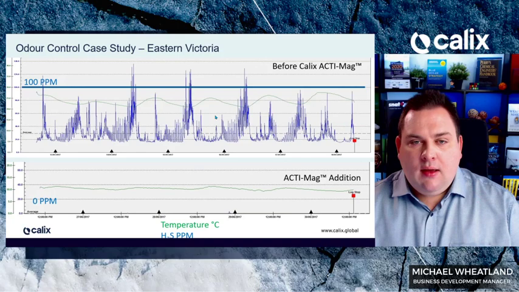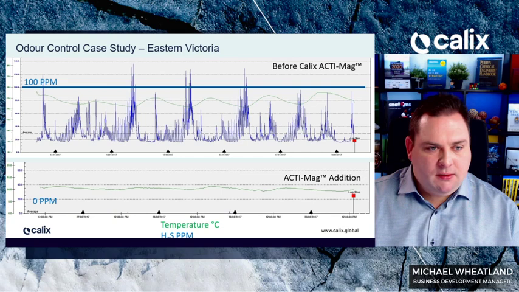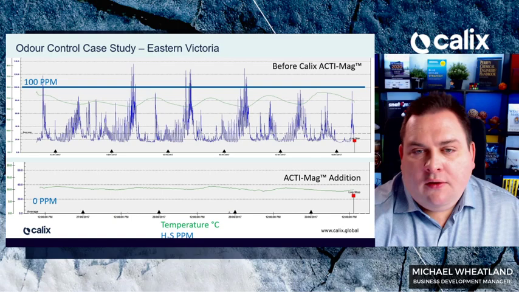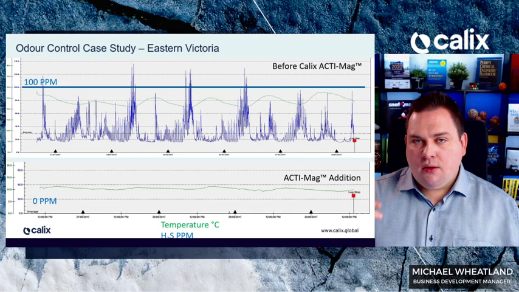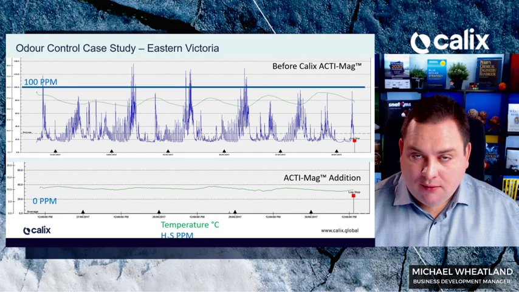As I said, with this case study that we had at Eastern Victoria, this was actually with ferric chloride addition. Ferric chloride can eliminate the odour, depending on the system, down to like 100 parts per million. But if you keep adding it, it becomes less and less efficient. So you end up in this situation where you add more and it becomes less efficient and then your odour goes up. The ACTI-Mag product is designed to do the complete opposite. The more you add of it, the more efficient it becomes, just through the bulk adjustment of the pH within the network. And that way you're able to use significantly less of it in order to get the same result.